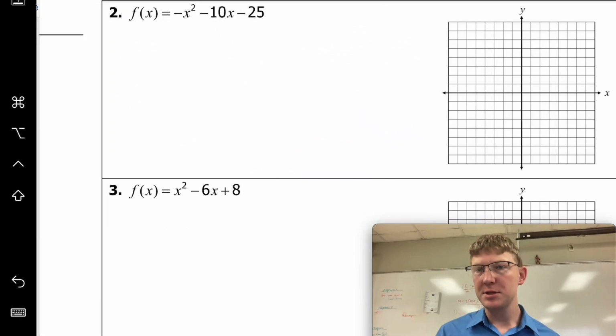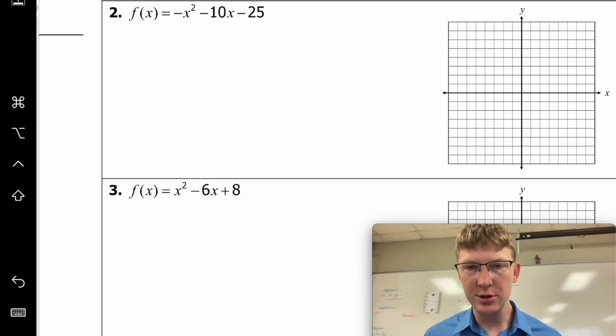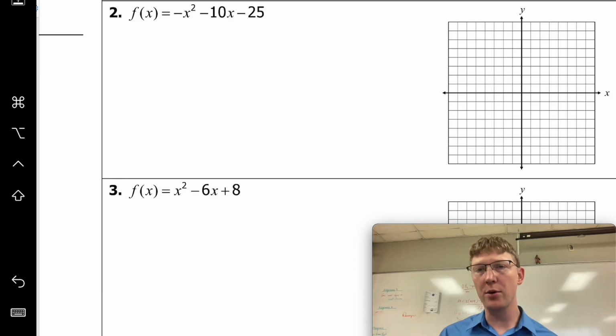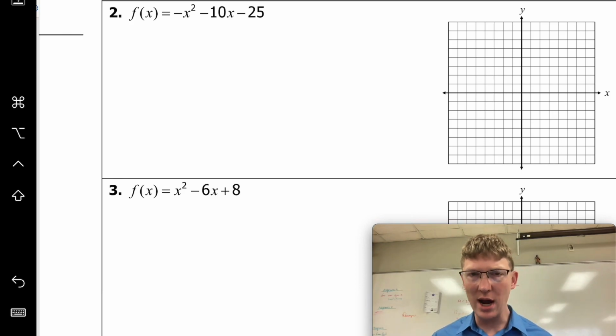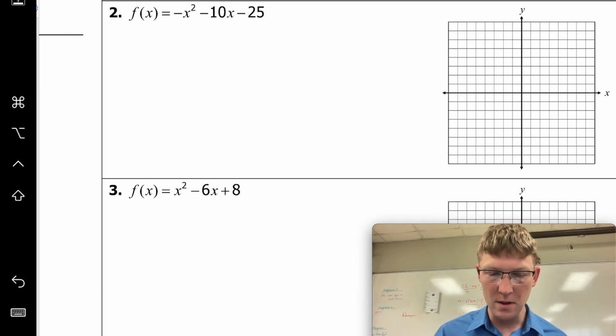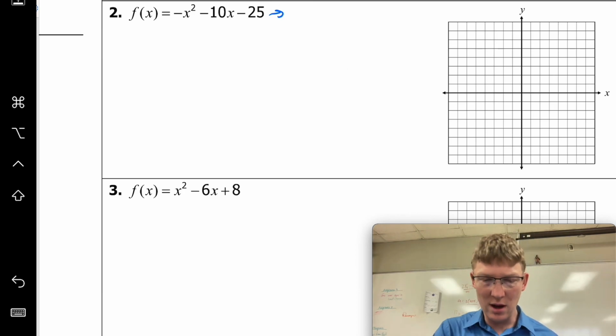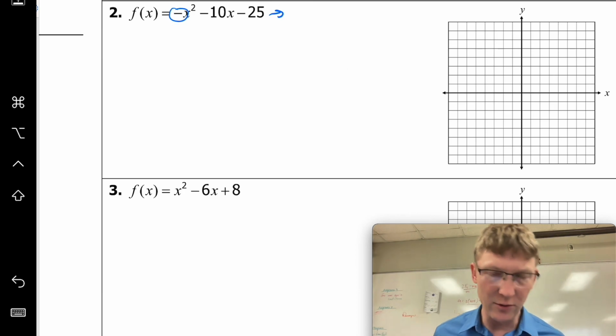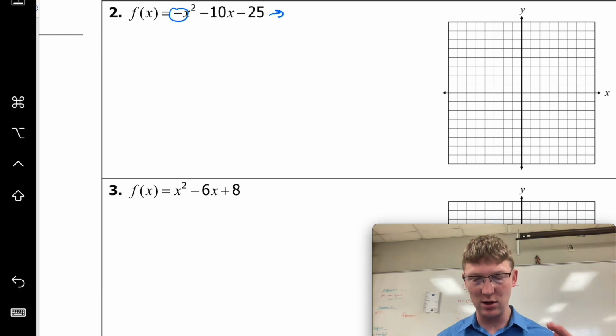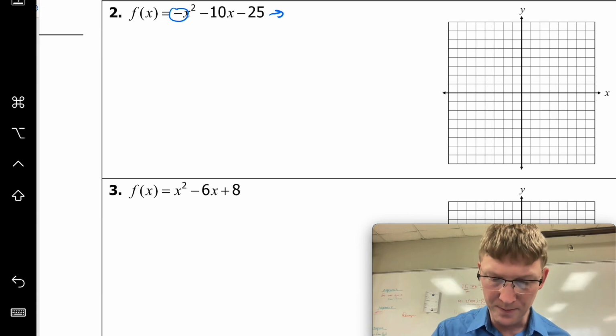All right, next up, same game. We're just going to pick some points and graph off of that, but we're going to be a little bit strategic. We're going to do a little bit of research and figure out where the vertex is. If we look at this up here, it's got a negative sign in front of the x squared. So that tells me already that the graph is pointed down. Remember our transformations and things like that.